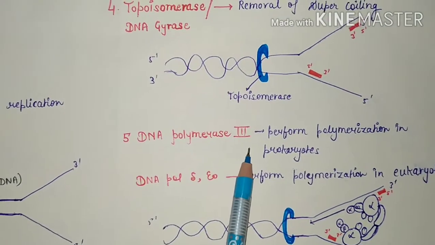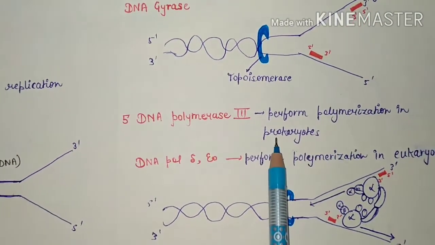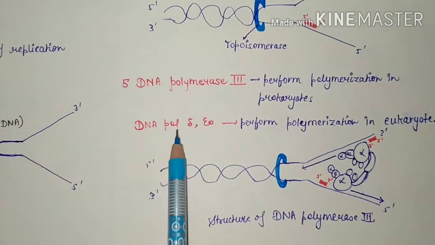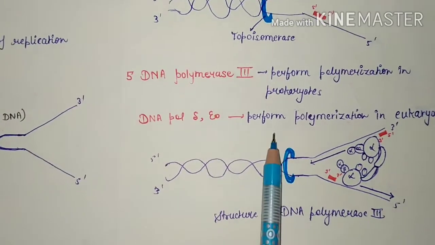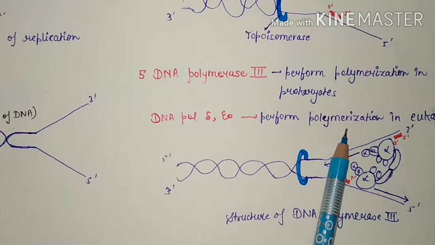DNA polymerase third. It performs the polymerization activity in the prokaryotes. But in the case of eukaryotes, DNA pol delta and epsilon perform the polymerization activity. Polymerization activity means the formation of DNA.